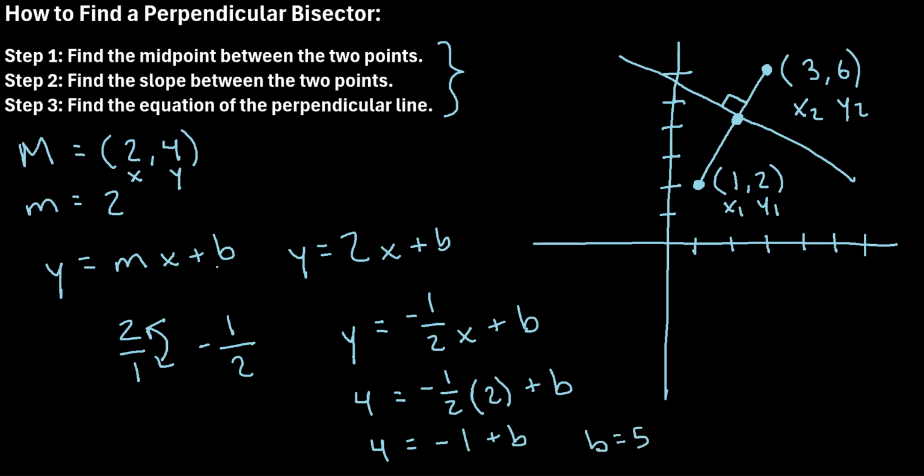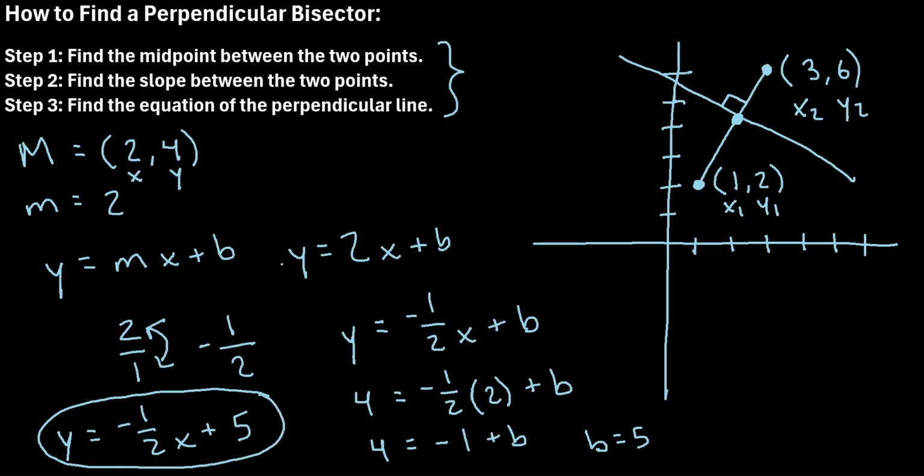So as our final answer, we can write it like this. y is equal to negative 1/2 x plus b. b we just found was 5. So this is the equation of the perpendicular bisector. So you can use this exact same process to find a perpendicular bisector whenever you're given 2 points.